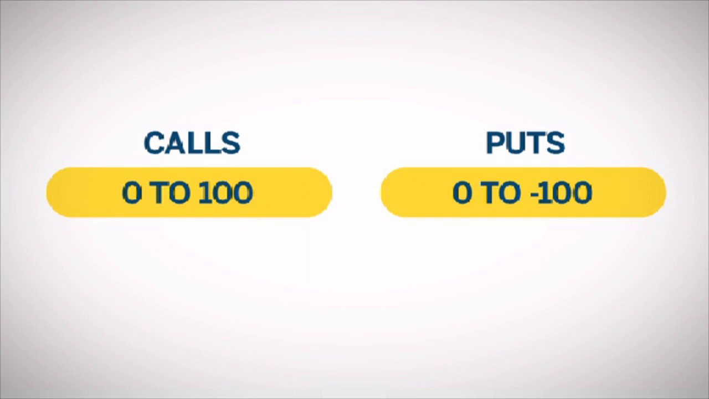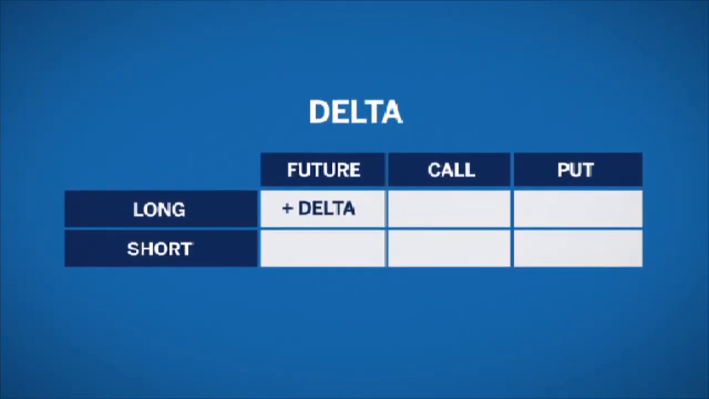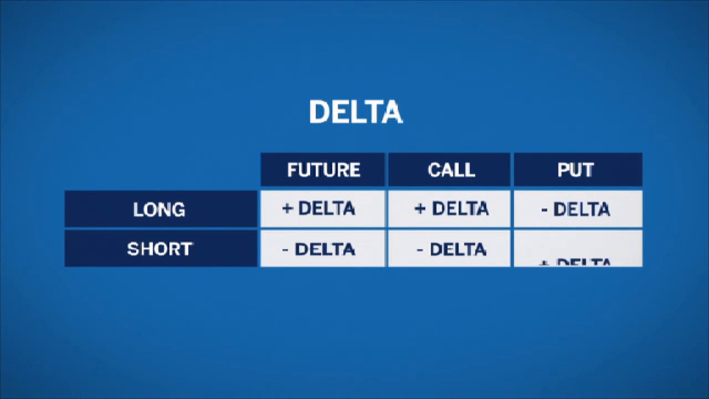Long futures have 100 delta. Short futures have negative 100 delta. Being long a future results in positive delta. Being short a future results in negative delta. Being long a call will result in positive delta. Being short a call results in negative delta. Conversely, being long a put results in negative delta. Being short a put results in positive delta.